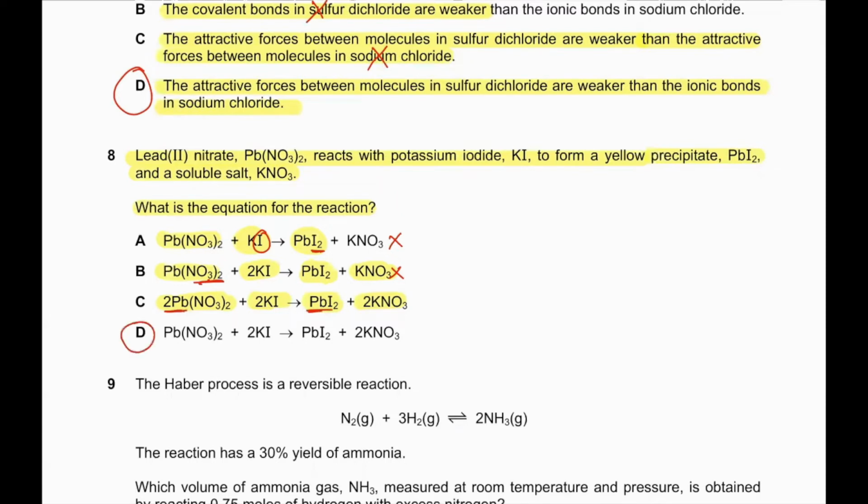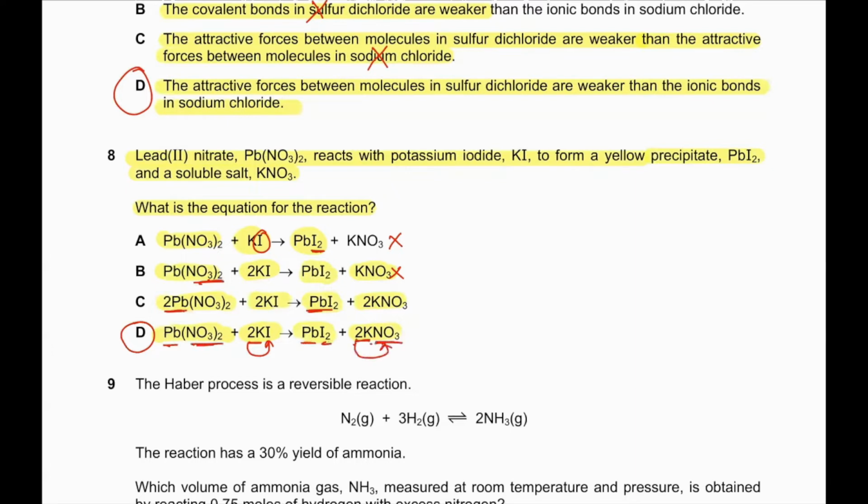Let's see why this is correct. Pb(NO3)2 reacting with 2KI giving PbI2 and 2KNO3. Guys, if we try to match, there are 2 potassium on the right, 2 potassium on the left. There are 2 iodines on the left, there are 2 iodines on the right. There is 1 lead, there is 1 lead, there are 2 nitrates, and there are 2 nitrates.